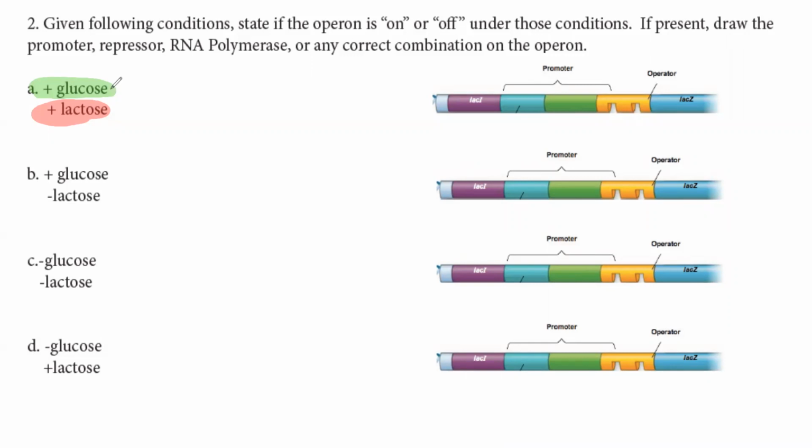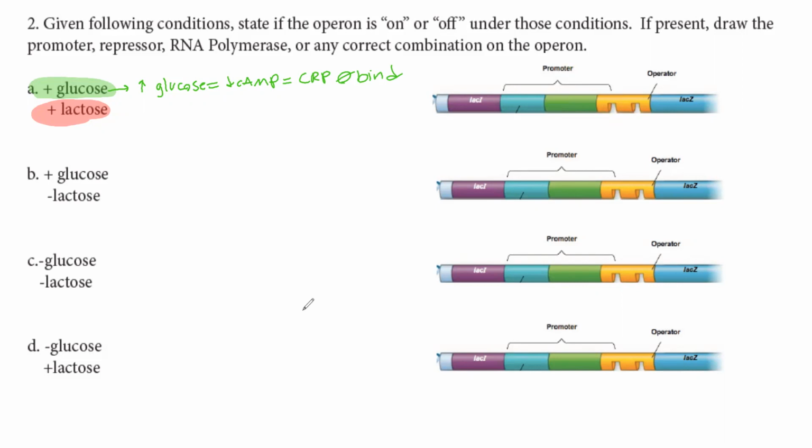If we have lots of glucose, if we have high glucose, what does that mean about cAMP? If we have high glucose, hopefully you're thinking, oh yeah, I know that means we have low cAMP. If there's low cAMP, what does that mean about CRP, the promoter? Right, cAMP is what activates the CRP. So if there's no cAMP, this means that CRP can't bind. So we're not going to draw any CRP over here.